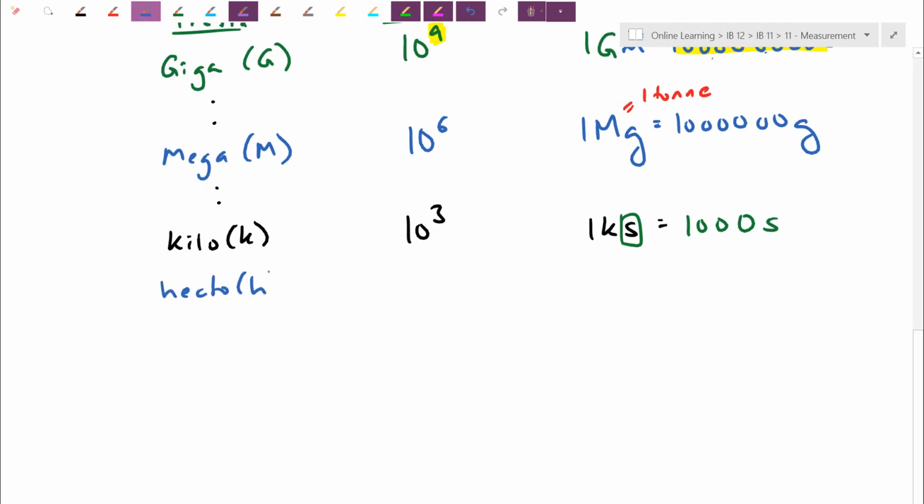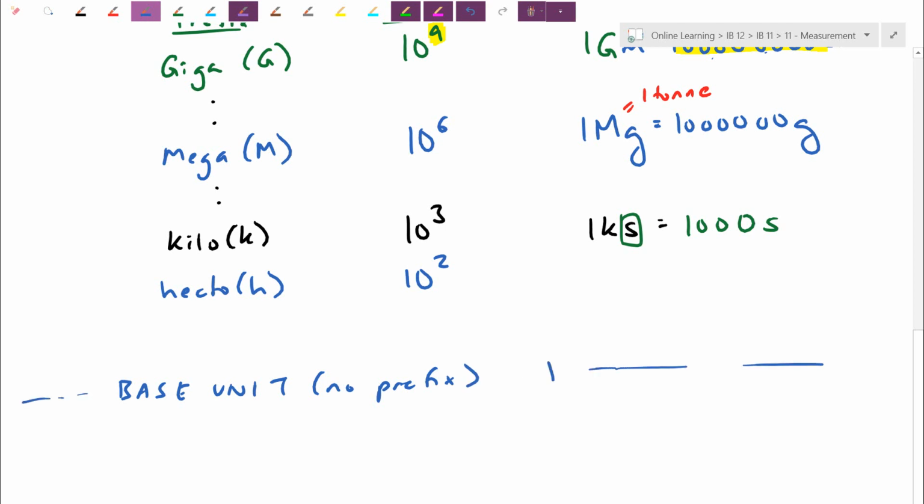So we're not going to skip any this time. Back in the olden days when people owned hectares of land, it had something to do with 10 to the 2, so 100. If we keep going down from there here, we're getting pretty close to just having our base unit. Our base unit is just our plain old meter or plain old gram here. That's the case here where we have no prefix, and no prefix means the order of magnitude is just 1, so 10 to the 0.